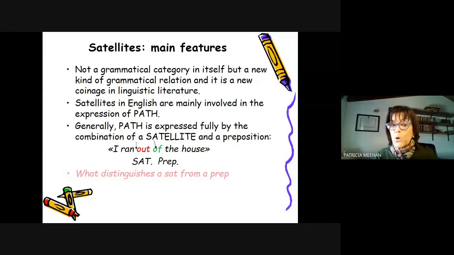But you could say, I heard the bullets and I ran out. That is perfect, isn't it? Because the satellite belongs in the verb complex. The moment I introduce a preposition, I need a ground nominal.